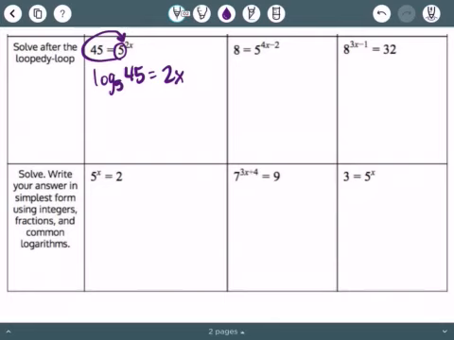Take this one, put it in your calculator. I know that you could do that. Go ahead and finish this problem out, and we'll take a look at this one in a second. Go ahead and pause your video now and finish this problem. You should get x equals a number.